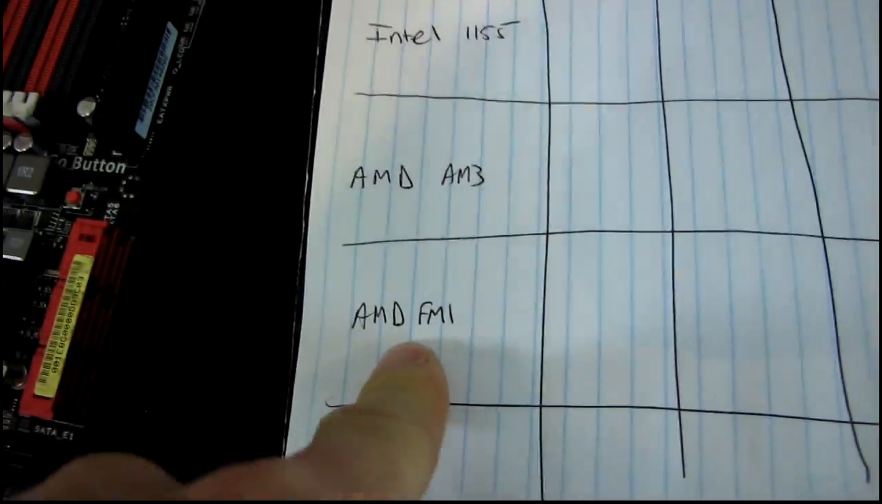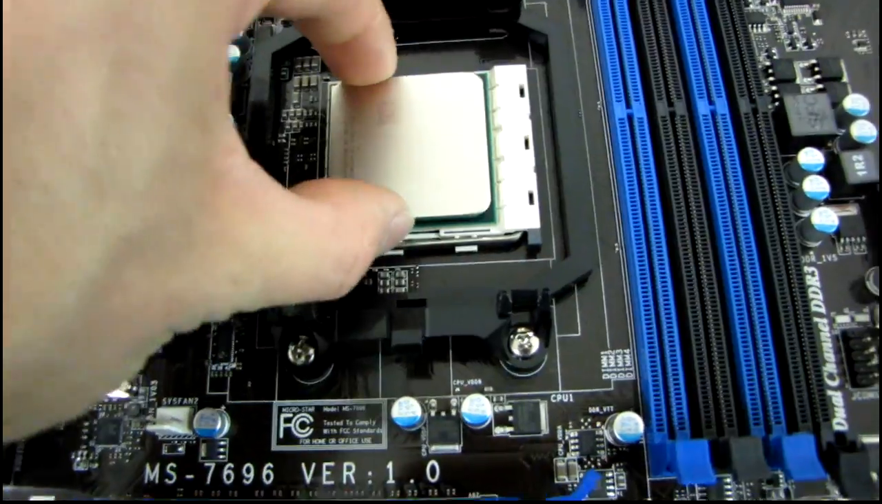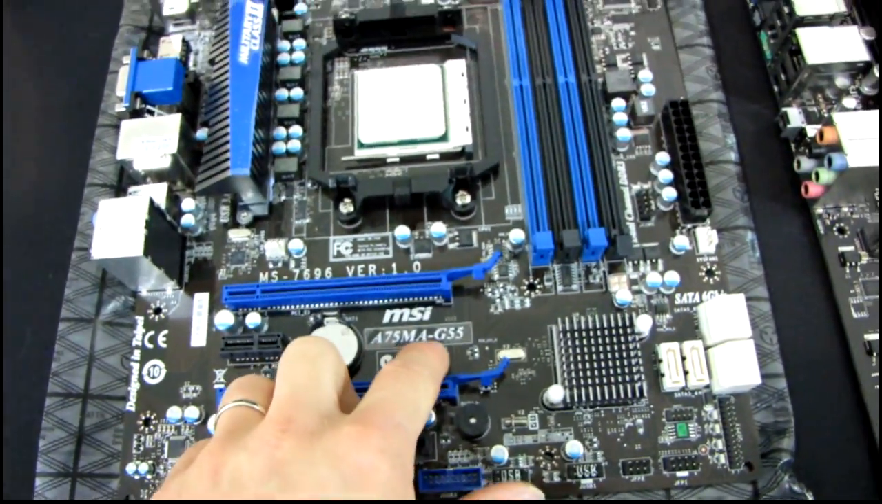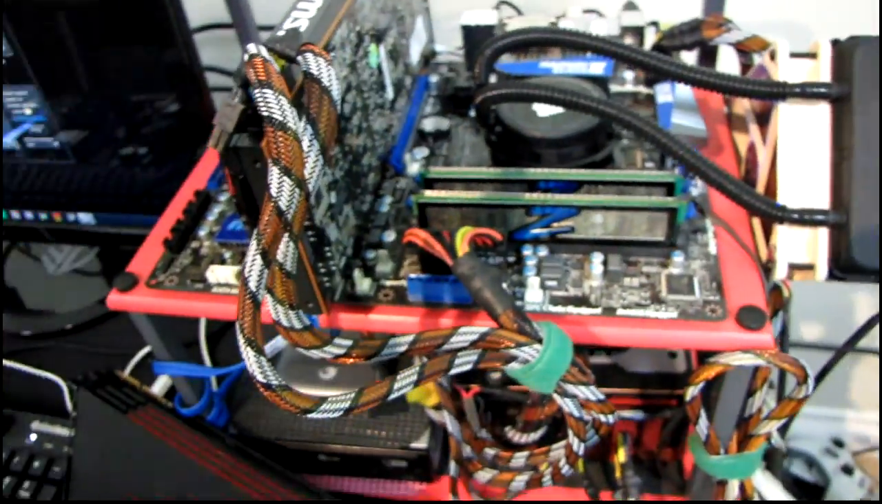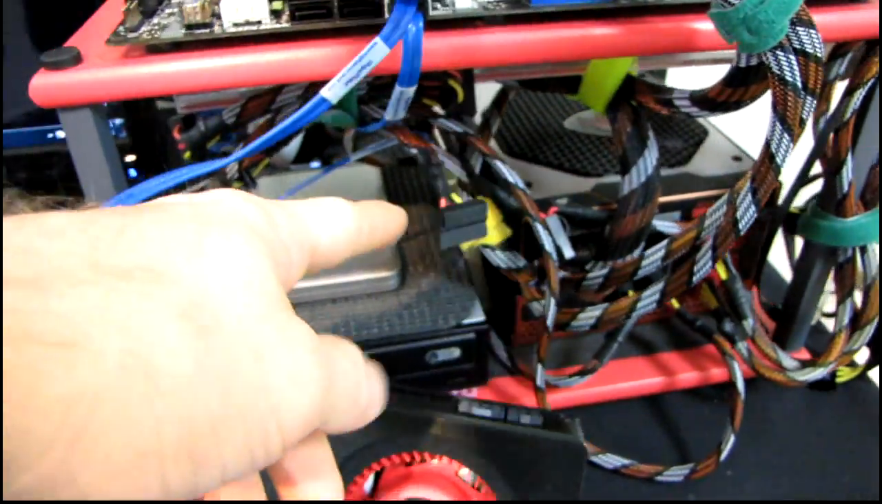And finally, I have AMD socket FM1, their new APU socket. So I've got a 3850 quad-core APU here on an A75 MAG55 motherboard. I'm going to be using all the same hardware across these different boards and platforms: 8 gigs of DDR3 memory, the same power supply, and an Intel 510 series SSD on my test platform.